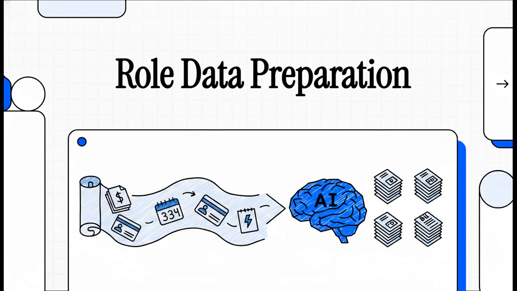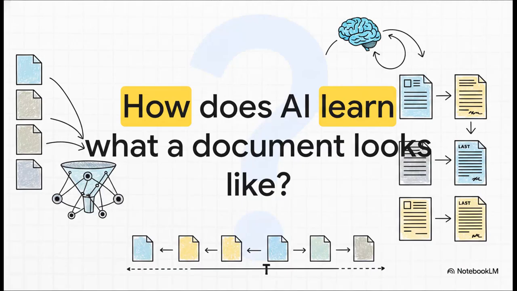Well, the secret lies in something called role data preparation. Let's just get right into it. So before a sequence classifier can step in and magically predict where one document ends and the next one begins in that huge stream of pages, we kind of have to ask, how does it even know what a document looks like in the first place? I mean, it doesn't inherently know what a first page or a last page is, right? We literally have to teach it. And the way we teach it, that is absolutely critical. It's the difference between the whole system succeeding or completely falling apart.